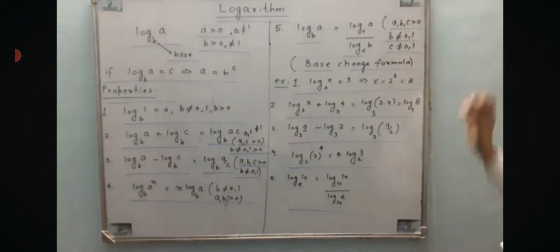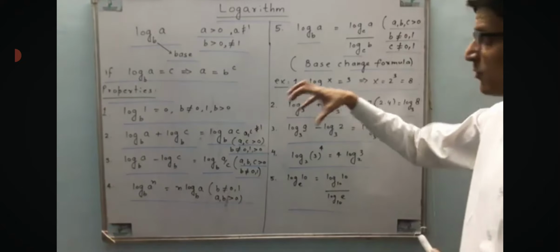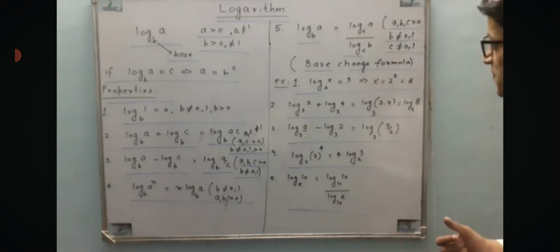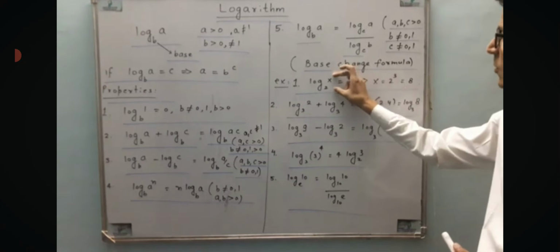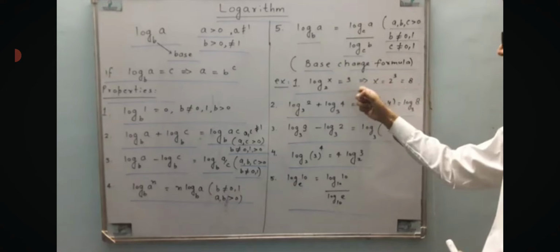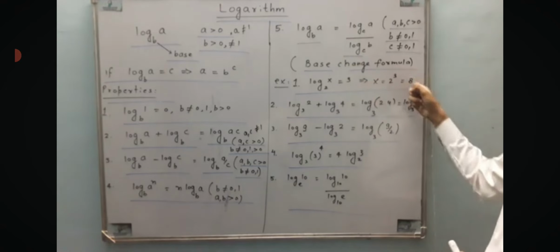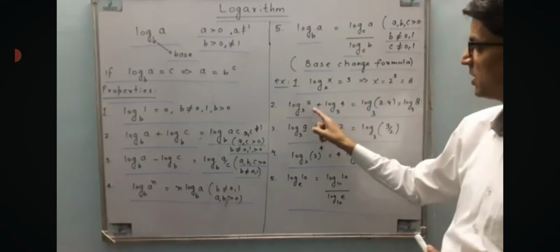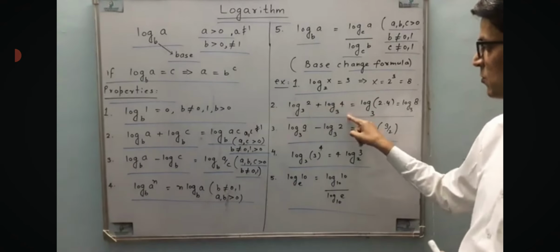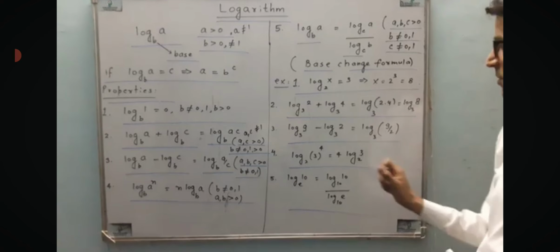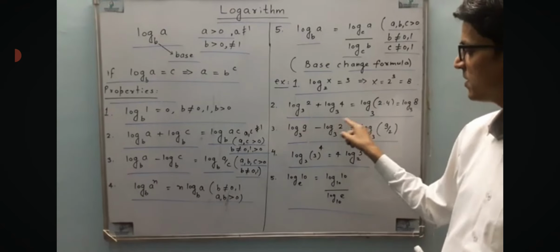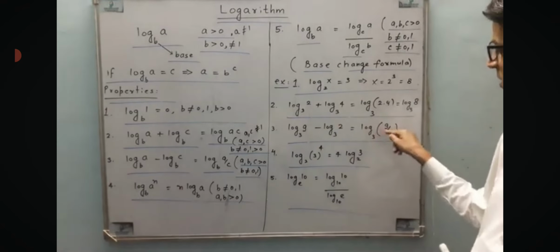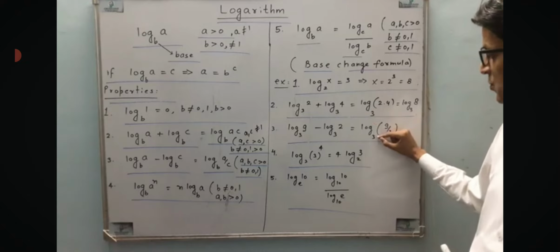Now let's apply what we have learnt in these questions. Suppose it's given log x to the base 2 is 3. That means x is equal to 2 raised to the power 3, which is equal to 8. Another question, log 2 to the base 3 plus log 4 to the base 3. This can be written as log 8 to the base 3. Another question, log 9 base 3 minus log 2 base 3. This can be written as log 9 by 2 to the base 3.